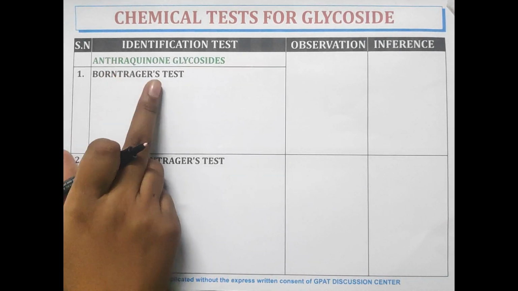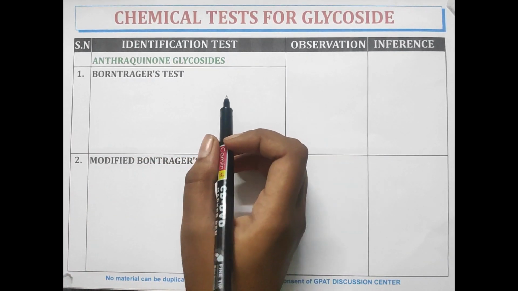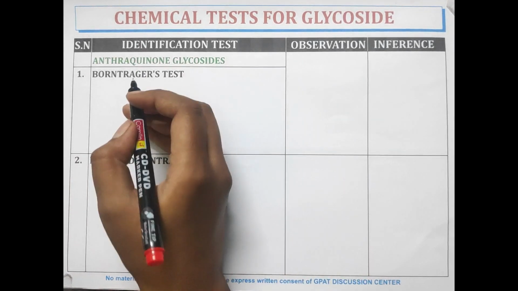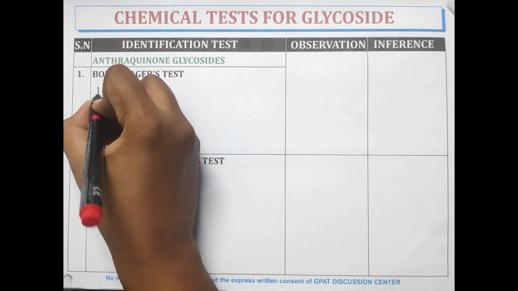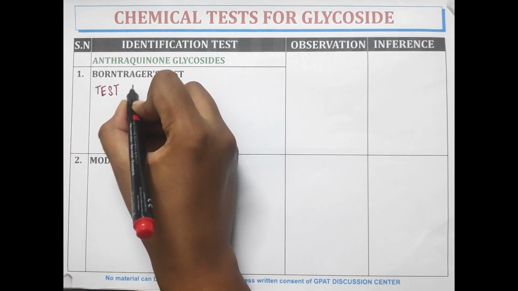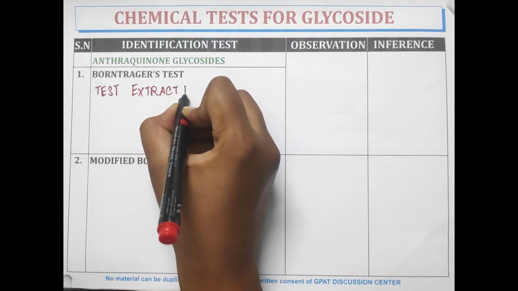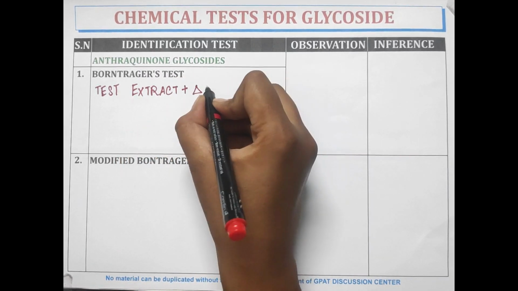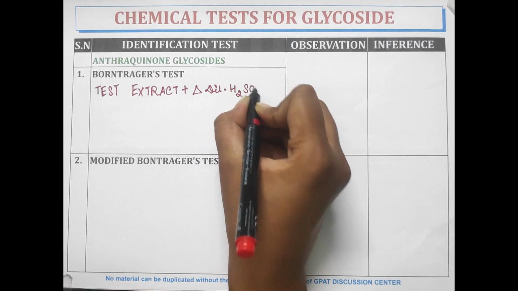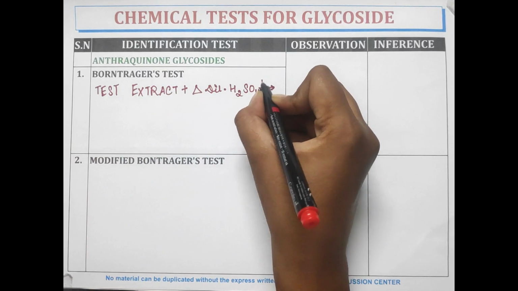First class is anthraquinone glycosides. Anthraquinone glycosides are identified by Bontrager test or modified Bontrager test. In Bontrager test, the extract is taken and boiled with dilute sulfuric acid. Then this solution is filtered.